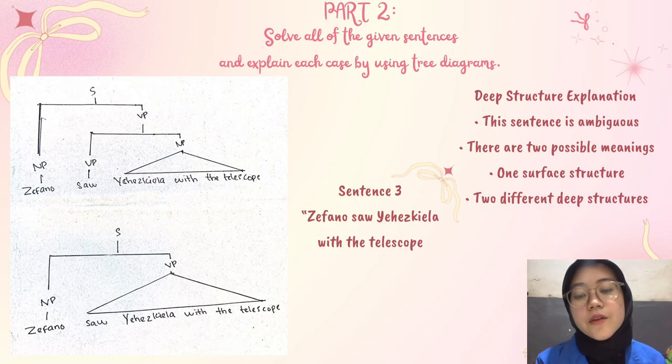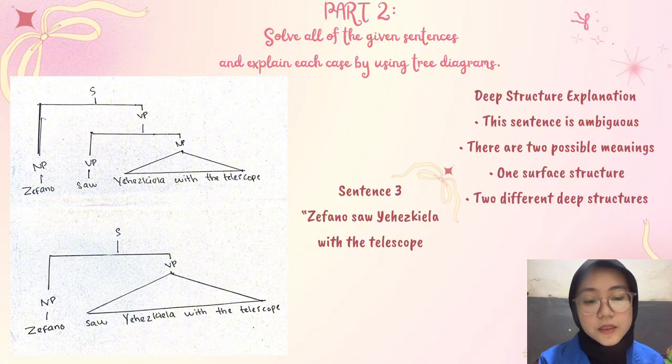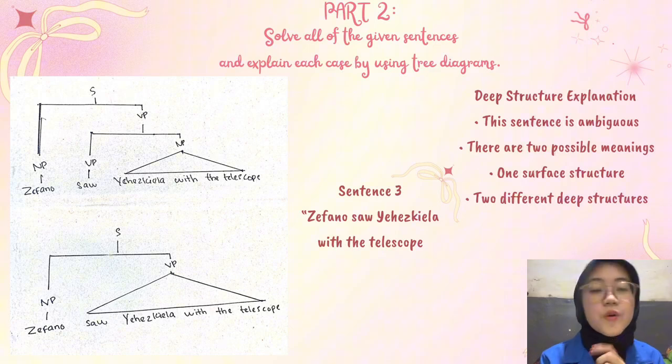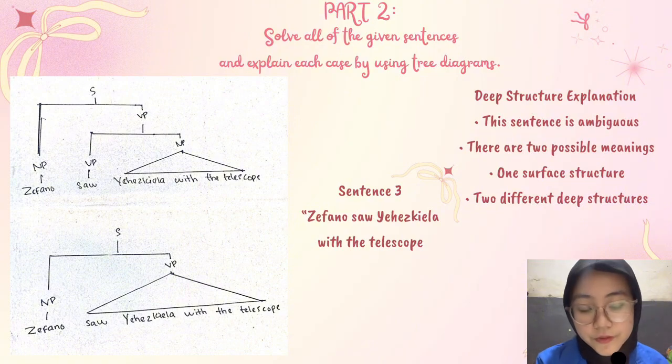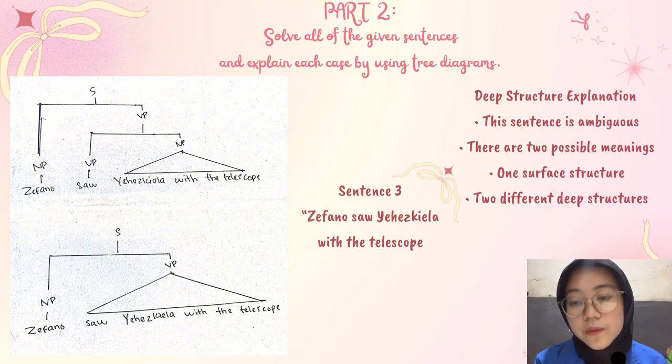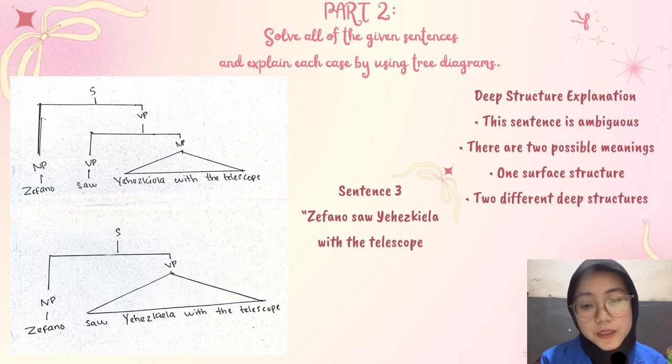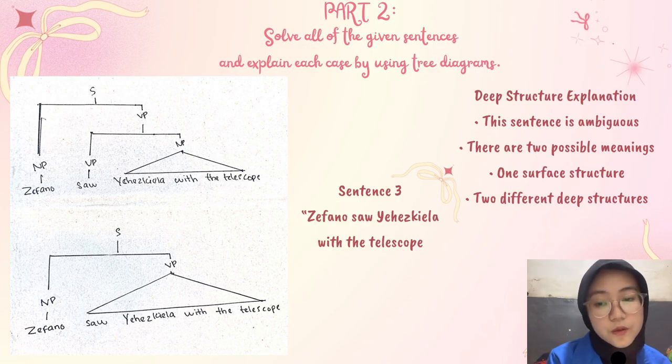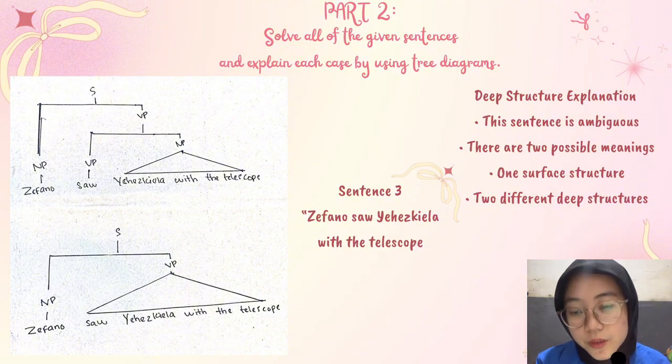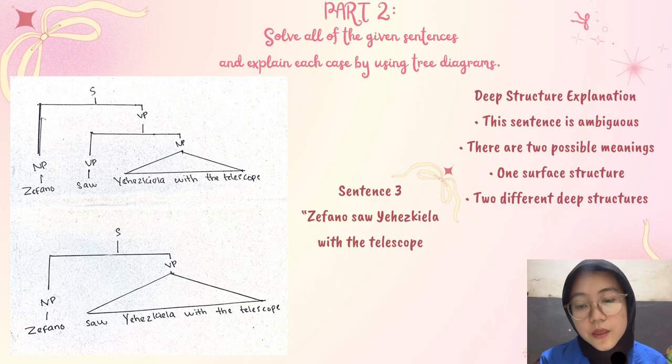Number 3, Stefano saw Heskelia with the telescope. Actually, this sentence is interesting because it is ambiguous. So this means the sentence has more than one meaning. We can take a look at the 3 diagrams first. In the first, Stefano is the noun phrase, saw is a verb phrase, and Heskelia with the telescope is the noun phrase. And in diagram number 2, Stefano is the noun phrase, and saw Heskelia with the telescope is the verb phrase.